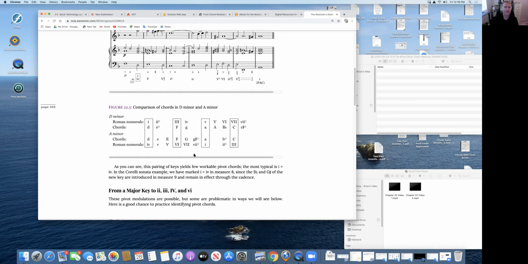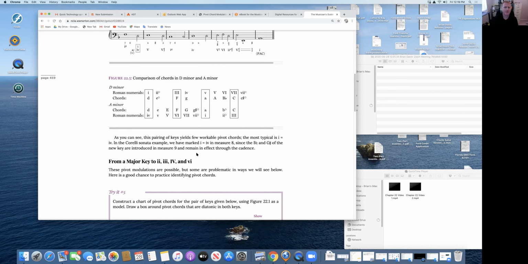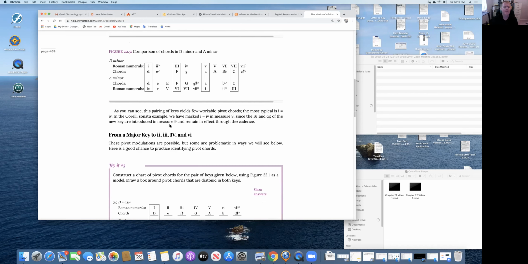Excellent work. Here's a comparison of D minor and A minor and the chords that are common. Okay, so less common, even though you have more options in minor, there's less in common between the 1 and the 5. So you only have 4 chords in common, so you've got to take a little bit of care and make sure you don't get too sloppy.